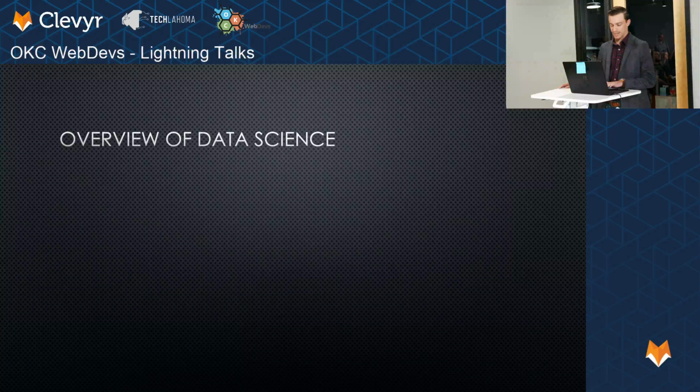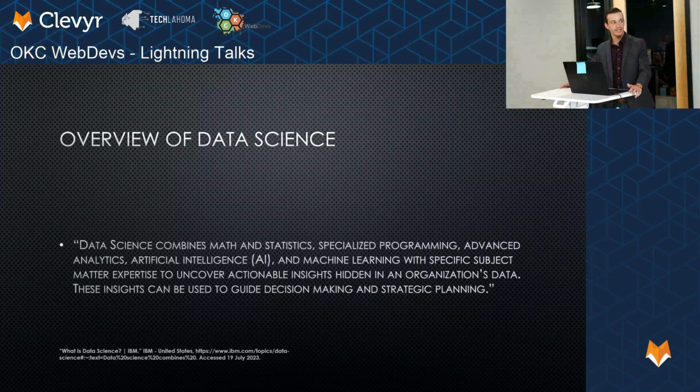So what is data science? I really liked the IBM definition that they had on their website. They said data science combines math and statistics, specialized advanced analytics, artificial intelligence, and machine learning with specific subject matter expertise to uncover actionable insights hidden in organizations' data. These insights guide decision-making and strategic planning.